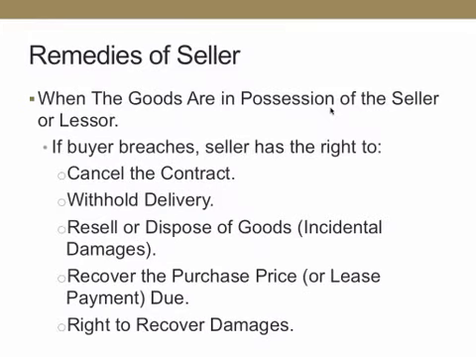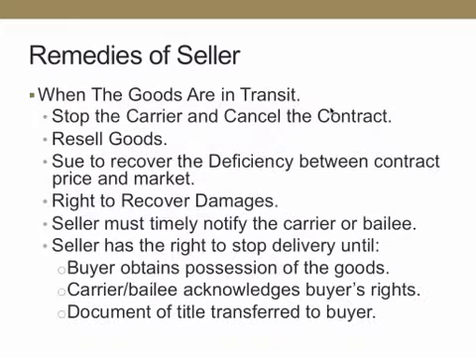Remedies of the seller. They differ depending on where the goods are. When the goods are in possession of the seller and a buyer breaches, the seller would have a right to do these things: cancel the contract, withhold delivery, resell or dispose of goods, recover the purchase price, and recover damages. So you see all these remedies will differ depending on where the goods are at. In this case, it's easy to withhold delivery if you still have the goods.